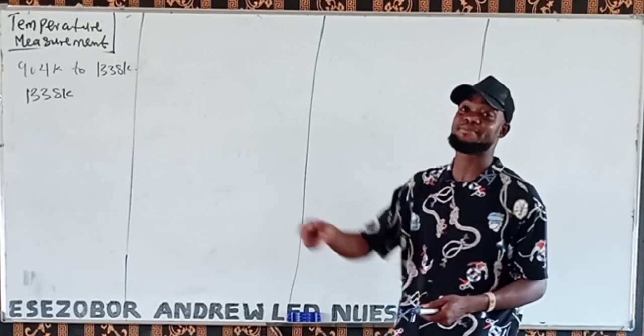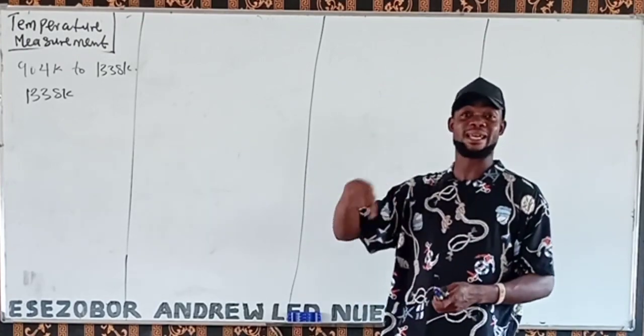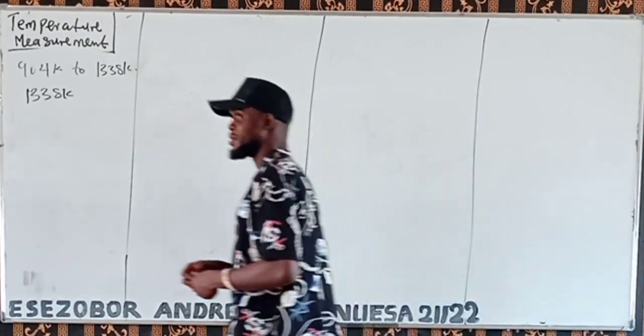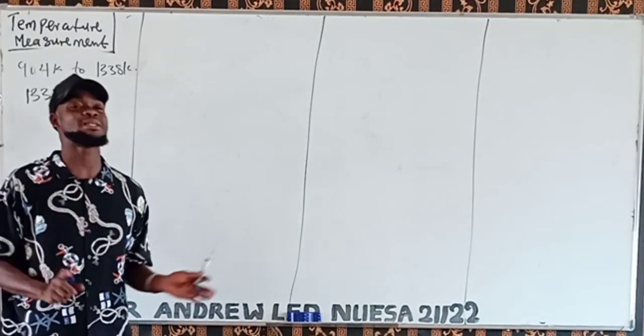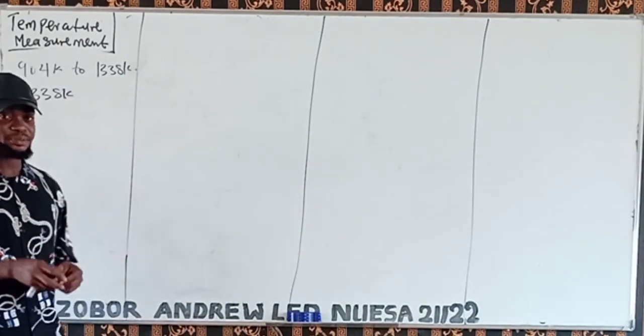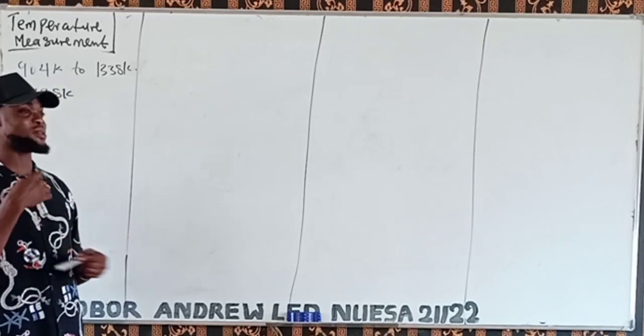Because mercury actually is a metal, but it is a liquid metal at room temperature. I don't know if you can remember that. The only liquid metal at room temperature is mercury. So that is just that.